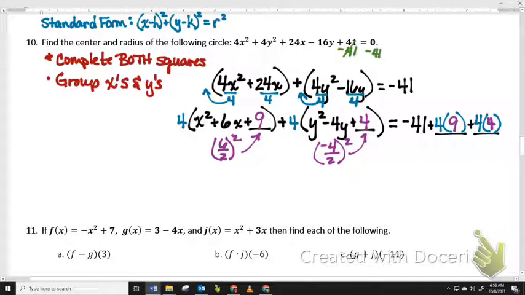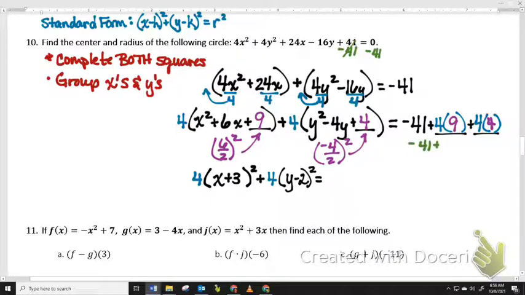Awesome. So I have 4, and then what will I get when I factor my x's? x plus 3 squared, plus, and then I have a 4 here. What will this be? y minus 2 squared. Over here, I'm going to have negative 41 plus 36 plus 16. What does that give me? 11.